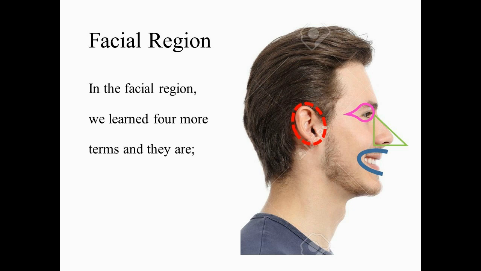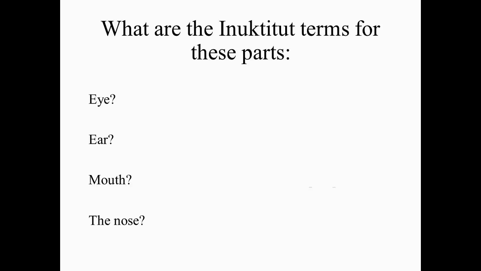In the facial region, we learned four more terms, and they are eye, ear, mouth, nose. What is the Inuktitut word for eye? Iyi, correct. And ear? Siuti, exactly. How about for the mouth? It's a hard one, but you got it. It's kanik. And finally, for the nose, it's even harder. It's kinga.